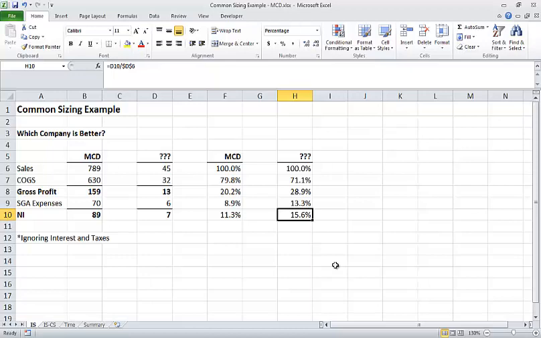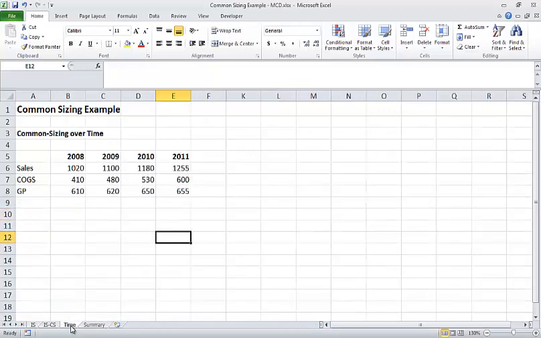But it can also be very useful for comparing the same company over time. If we wanted to see, is Mystery Company getting better or worse over time, we could put several years here, common size them, and it would give us insight into that. So, for example, here we've got a company, and looking at it over time, 2008 through 2011, it looks like the company's doing pretty well, right? Sales are going up over time, gross profit is going up over time. So, everything looks pretty good.